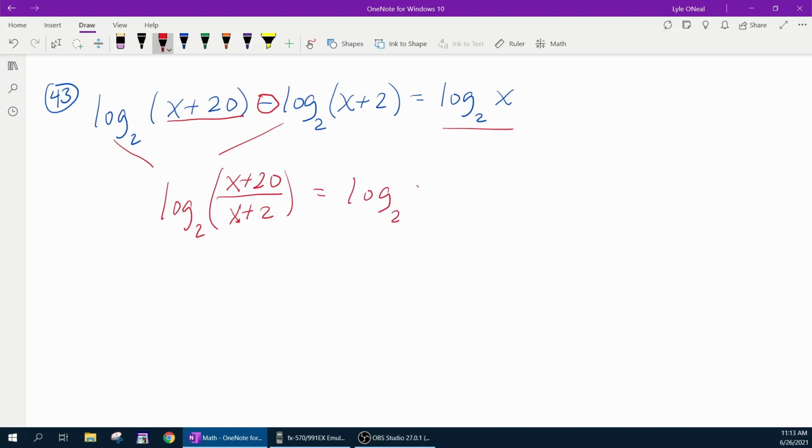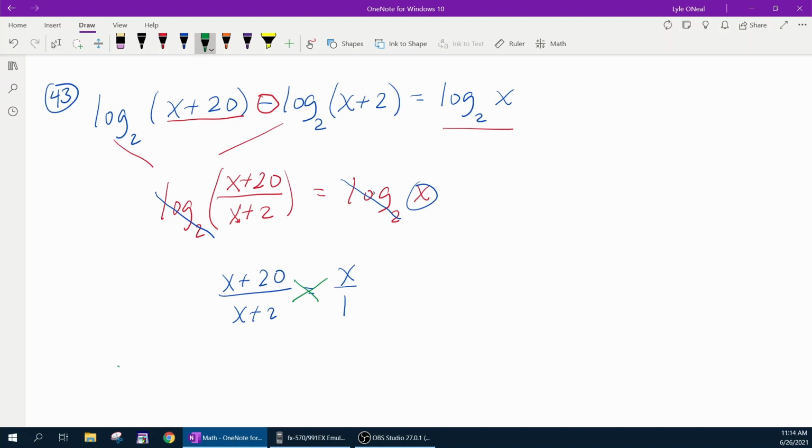And now that I've got this condensed into log equals log, remember, as long as those bases match, they'll cancel, and I'm going to have an equation that I can solve with no logarithms. So x plus 20 over x plus 2 equals, and now I'm going to go ahead and say equals x over 1. Now the reason I want to fraction it up is because now, notice I've got a proportion. And to solve a proportion, you cross multiply. So we're going to cross multiply to get rid of our fraction.